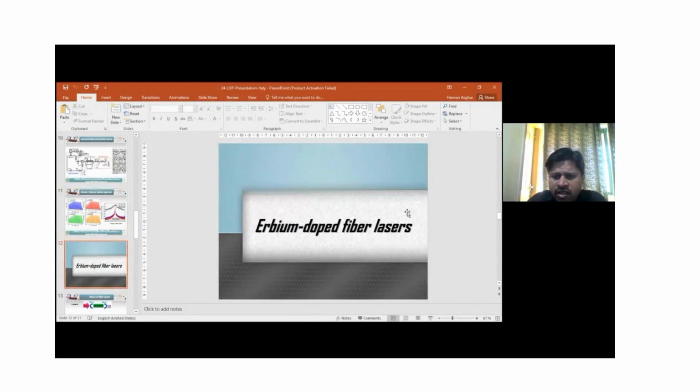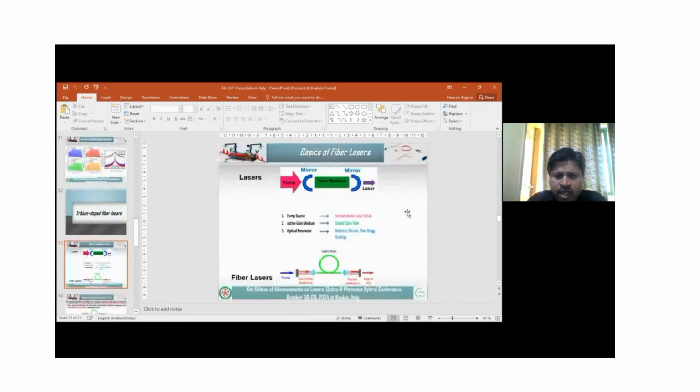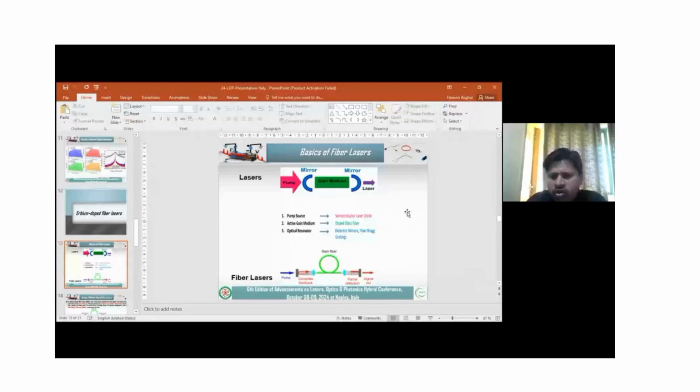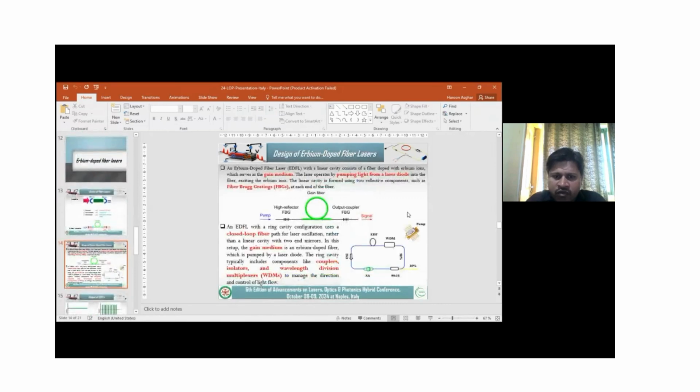So now the second section is based on erbium doped fiber lasers. This is just basics about fiber lasers. In fiber lasers, there are three components: pump, mirror, and gain. But in semiconductor fiber lasers, we replace the pump with diode lasers, and the mirrors can be gratings in the case of a linear cavity, or it can be a ring cavity. And the optical resonator or gain medium in fiber lasers is actually the doped fiber, which could be erbium doped or ytterbium doped, depending on the wavelength which is desired.